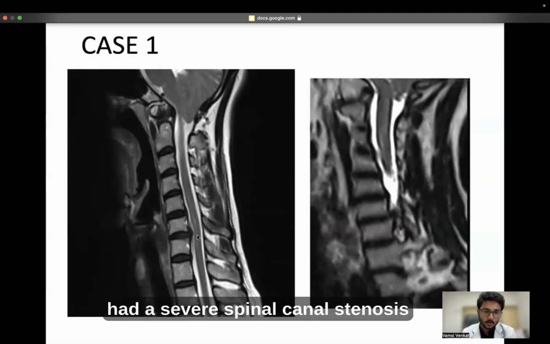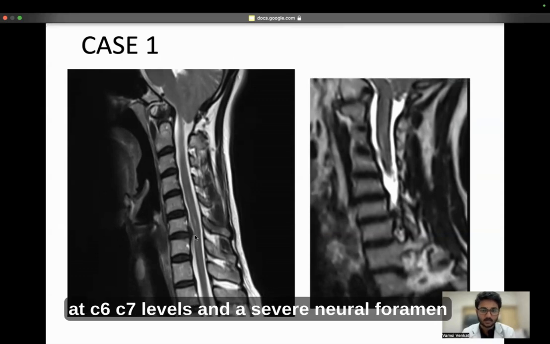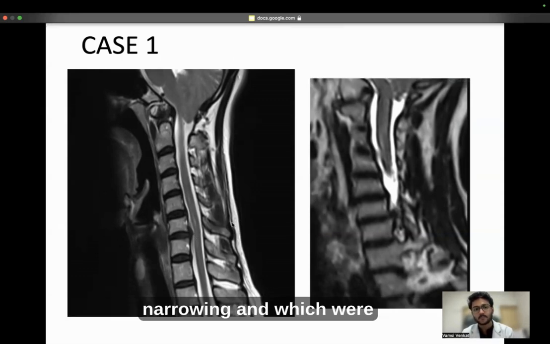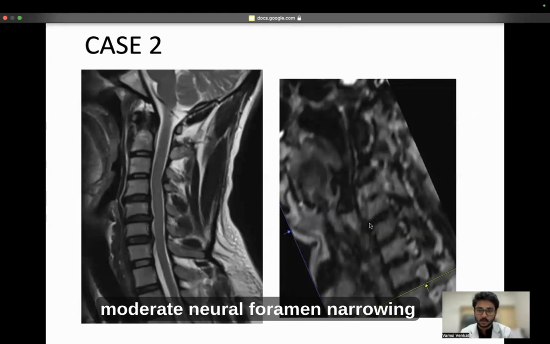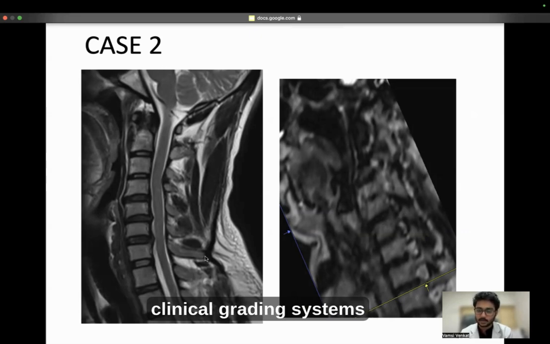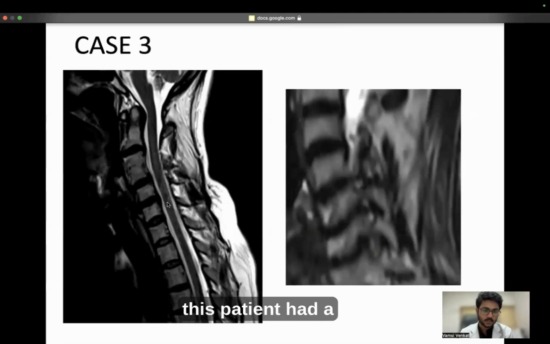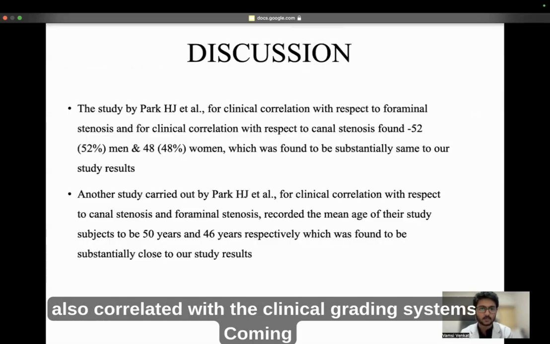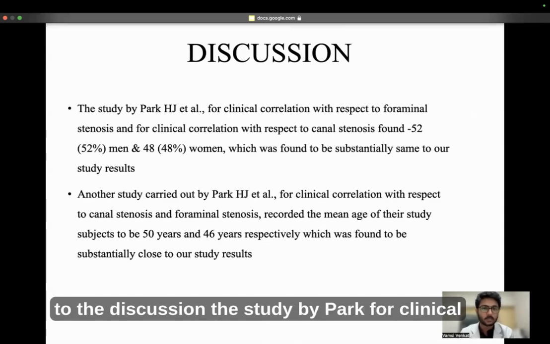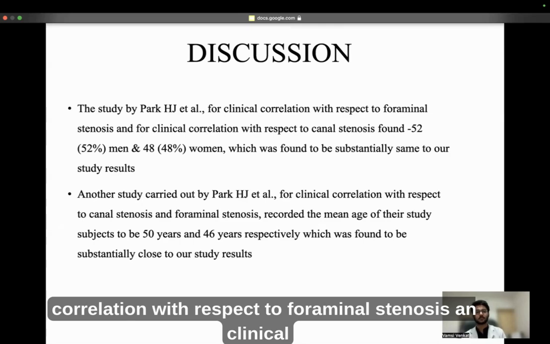This patient had a severe spinal canal stenosis at C6, C7 levels and a severe neural foramen narrowing, which were correlated with the clinical grading systems. Case 2 had a moderate spinal canal stenosis and moderate neural foramen narrowing. These are also correlated with the clinical grading systems. This patient had a mild spinal canal stenosis and neural foramen narrowing, which are also correlated with the clinical grading systems.